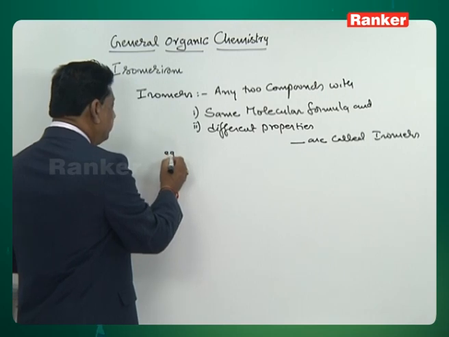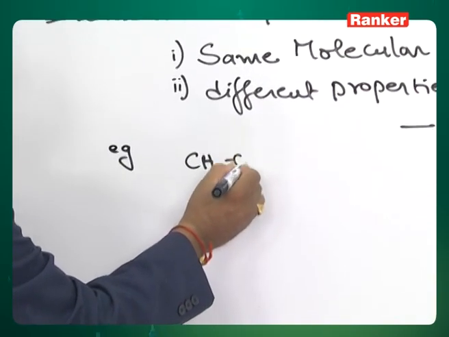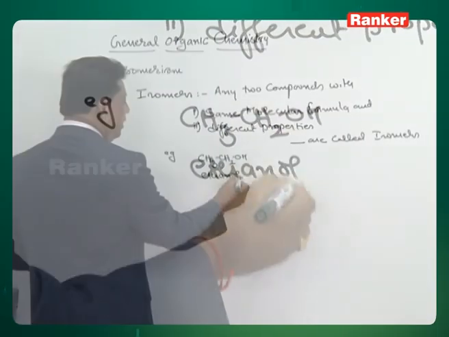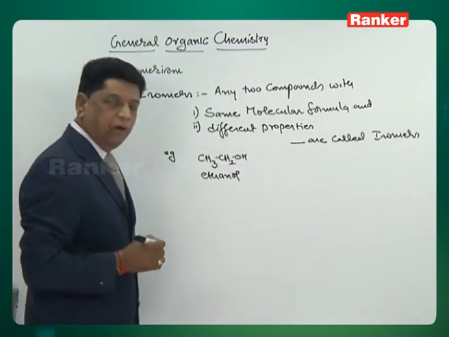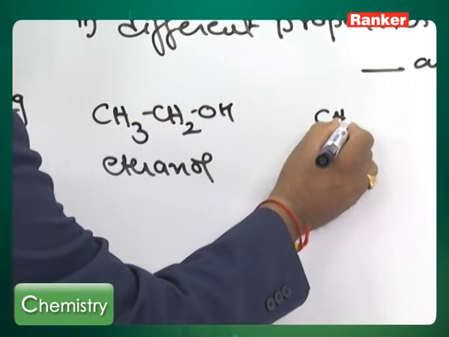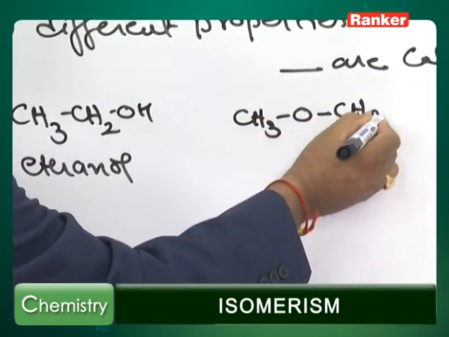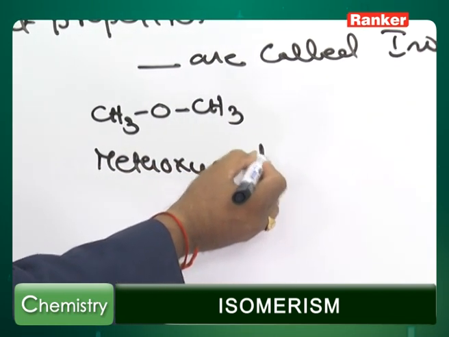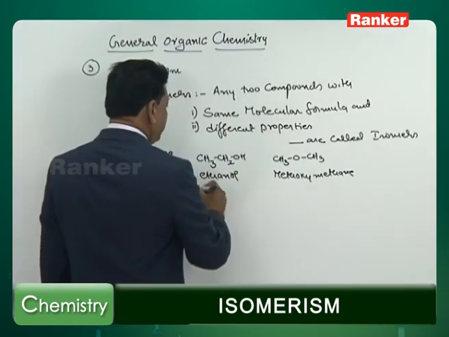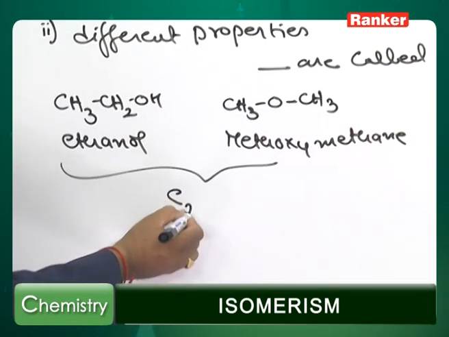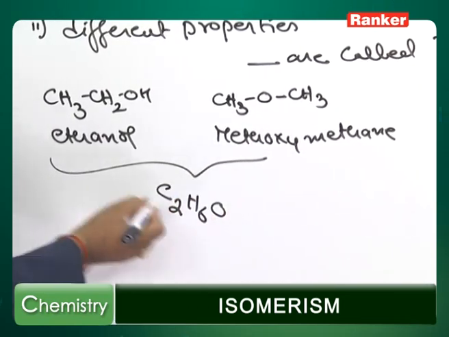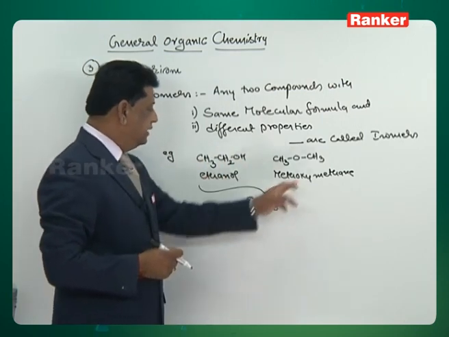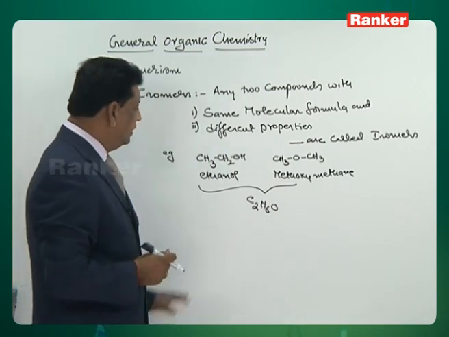An example, we have one compound called CH3CH2OH. This is called systematically ethanol, or this is ethyl with OH, ethyl alcohol, common name. Another compound with CH3OCH3. This is called methoxymethane systematically. Now, these two compounds have the same molecular formula, that is C2H6O. This is called molecular formula. The number of carbons are 2 and 2, same. Hydrogen 6 and 6, one oxygen, one oxygen. But their properties are different.